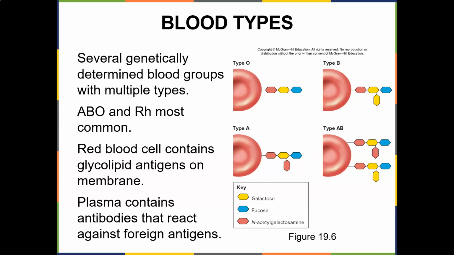So you can be O positive or O negative. Positive means you have the Rh factor, and negative means you do not have the Rh factor. So O positive, O negative, A positive, A negative, B positive, B negative, and then AB positive or AB negative. Red blood cells contain glycolipid antigens on the membrane, and the plasma contains antibodies that react against foreign antigens. Okay, so that's how we determine what blood type you are.